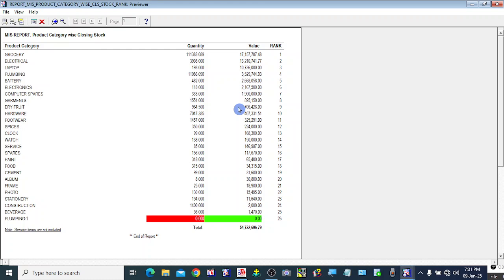So it is advisable, whenever you create an item, based on the nature of that product, to create a category and move the items to the related categories, so that you can very easily generate category wise closing stock and category wise profit information. All such information you can generate with the help of this MIS report.